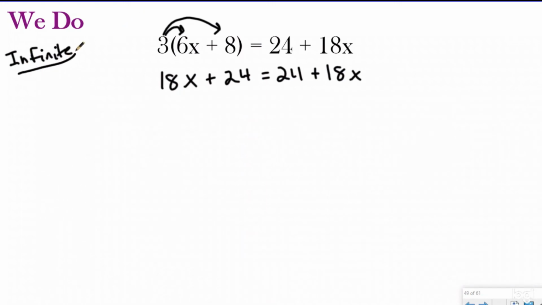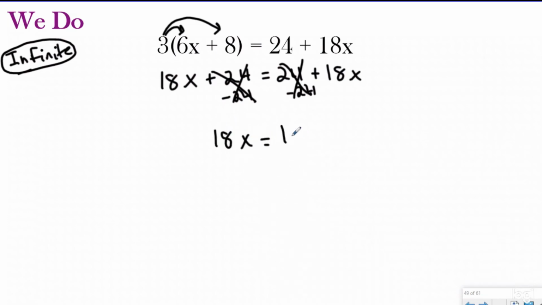So I think my answer is going to be infinite, but I'm still going to go ahead and solve it out. So I'm going to get rid of my constants because I like to do that first. So I'm going to make a 0 by doing my inverse operation, which means I need to do the same thing on the other side to keep my equation balanced. And those cancel out, and I'm left with 18x equals 18x.